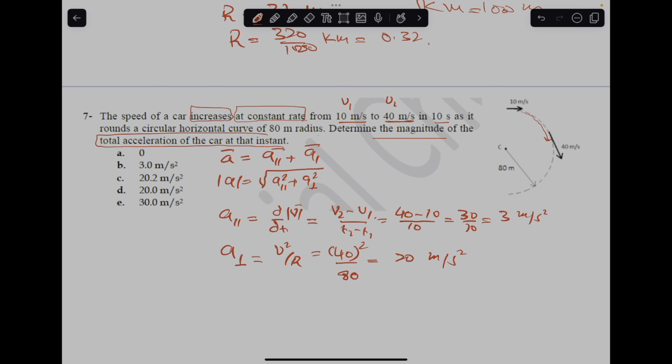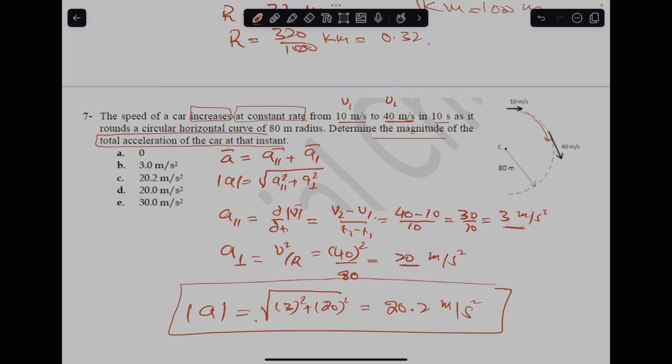So now the magnitude of the acceleration is nothing but this squared plus this squared, and the square root. So we have 3 squared plus 20 squared, which equals 20.2 meter per second squared. So this is the magnitude of the acceleration in this problem.